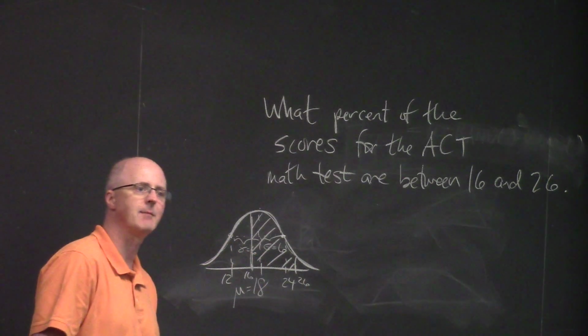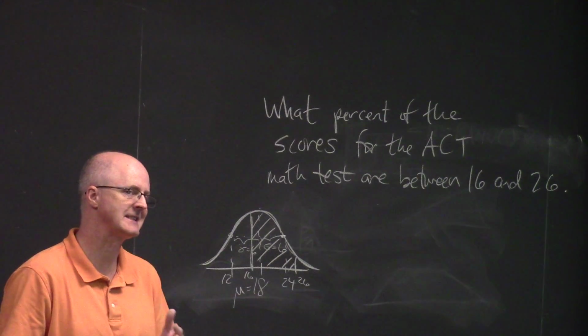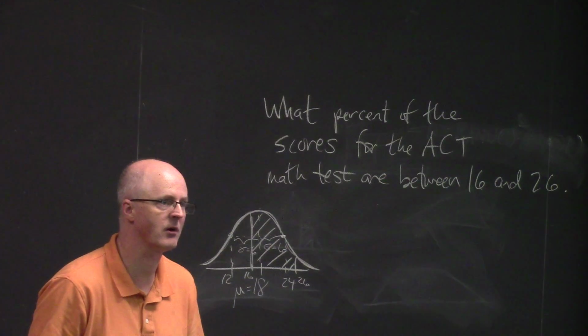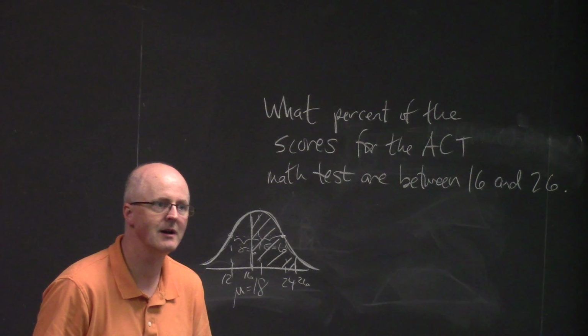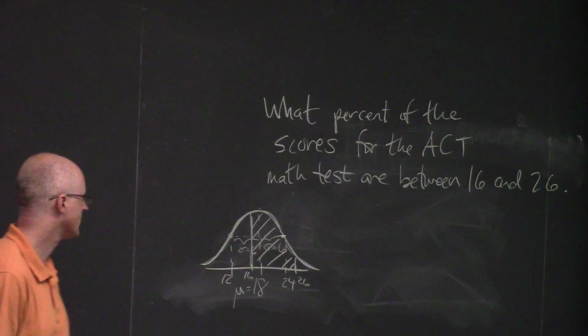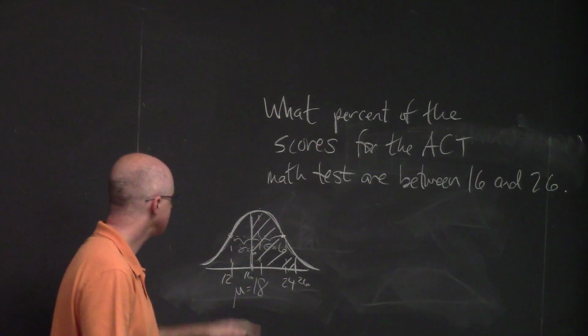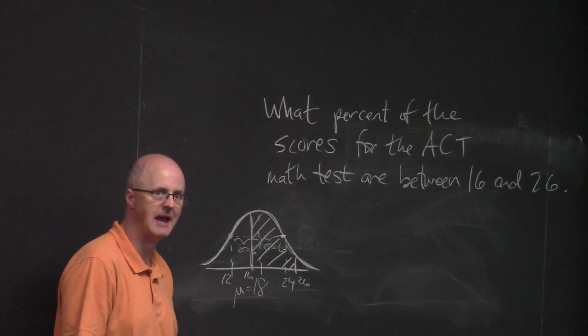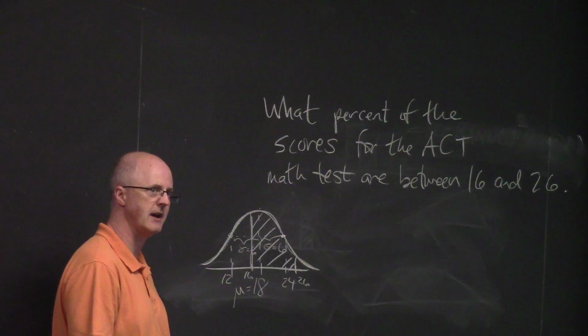Again, not worrying about the fact that these ACT scores are really discrete rather than continuous. You can't get a score of 25.2. Not worrying about that. We're using this as a model to get an approximation. This area is our approximation for the answer. So you should shade this area.